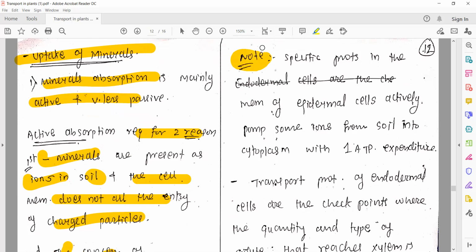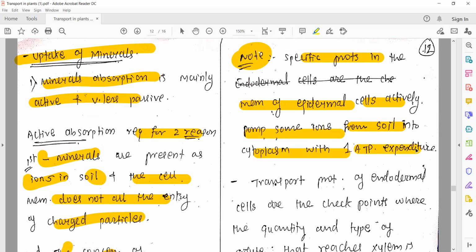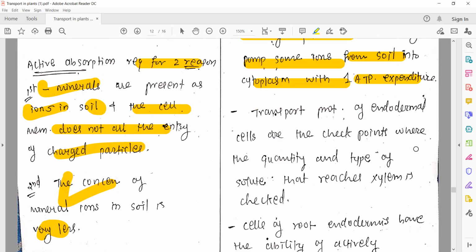First of all, there is a note. The note says that specific proteins in the membrane of the epidermal cells actively pump the ions from the soil into the cytoplasm. Actively means what? Expenditure of 1 ATP. So specific proteins present on the membrane of epidermal cells pull the ions from the soil inside the cytoplasm with the help of ATP. Therefore it is active transport.